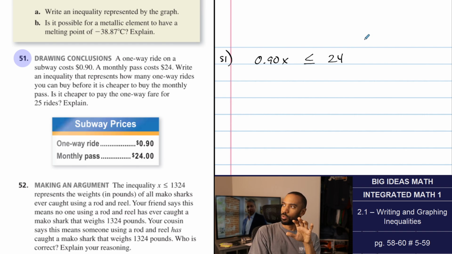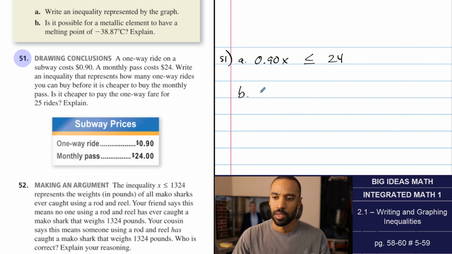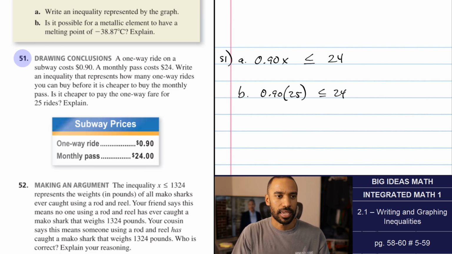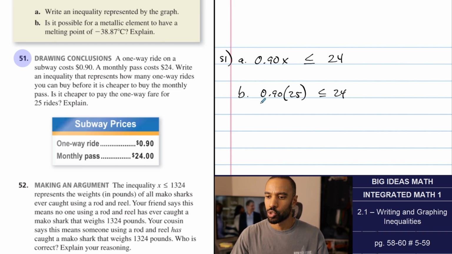Well, okay, here. Let's answer it. So here's kind of a part A. Let's do the part B. Let's do 0.90 times 25 and see if it makes sense in what we're stating. Now, I need to calculate that. Actually, I think it's 22.5. So let's see, 0.9 times 25. It's 22.5. So 22.5 is less than or equal to 24.